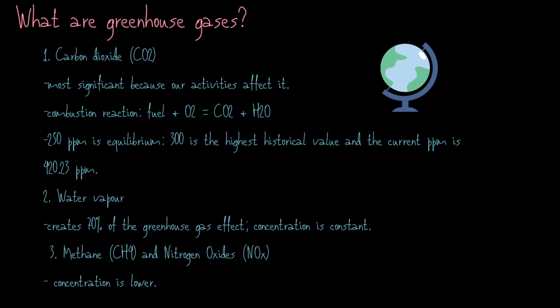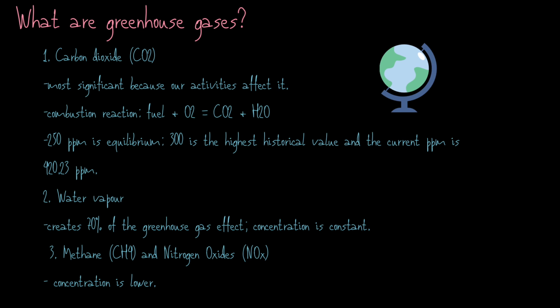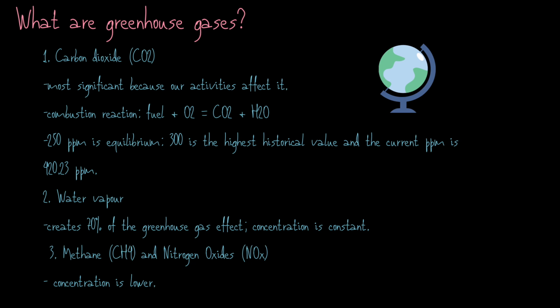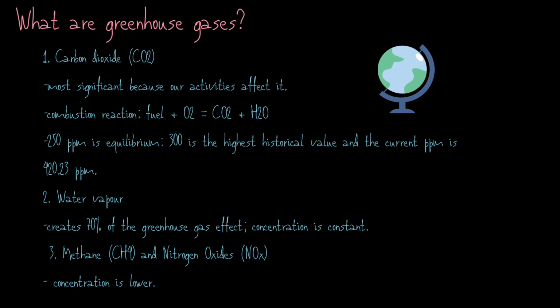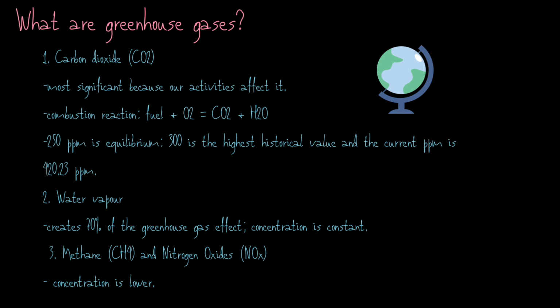Number 2 is water vapor. It creates 70% of the greenhouse gas effect. The concentration of it is constant, which means it is the same all the time. And third is methane and nitrogen oxides, but the concentration of those two are lower, so it's really not as important as carbon dioxide and water vapor.